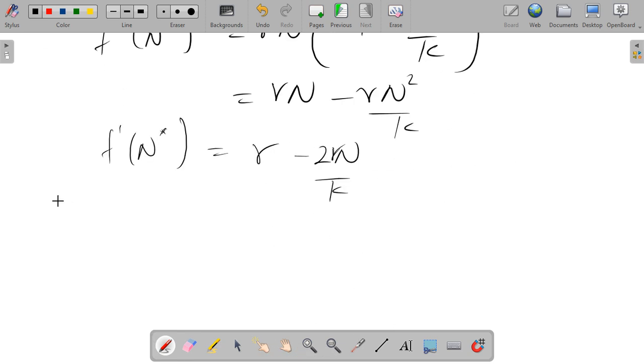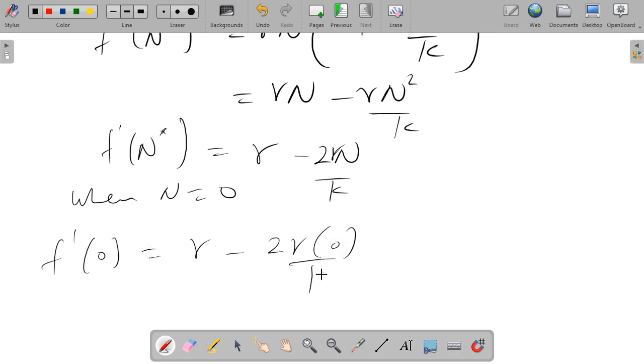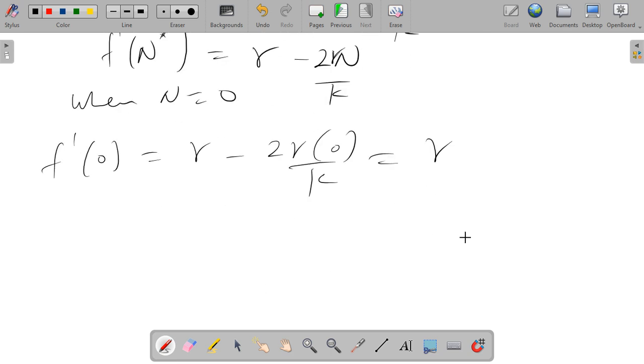So when N is equal to 0, we now have that f prime of 0 will be equal to r minus 2r times 0 over K, which just gives us r. So the stability now depends on what r is. If r is greater than 0, what do we say? Is this stable or unstable?